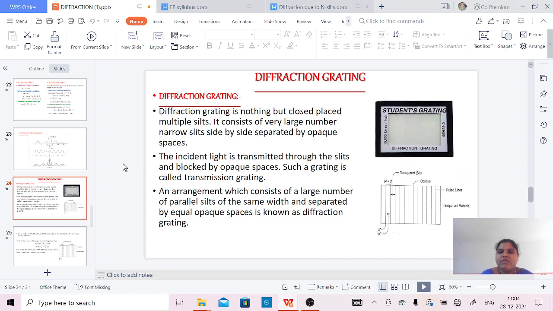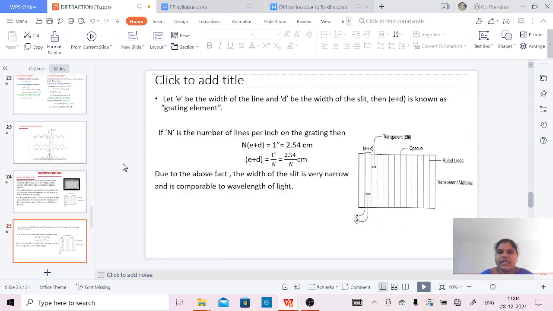How will the light be diffracted through this grating? Let e be the width of the line and d be the width of the slit. So the line width is e and the slit width is d. Now e plus d is known as the grating element, that is, the pitch of the grating.